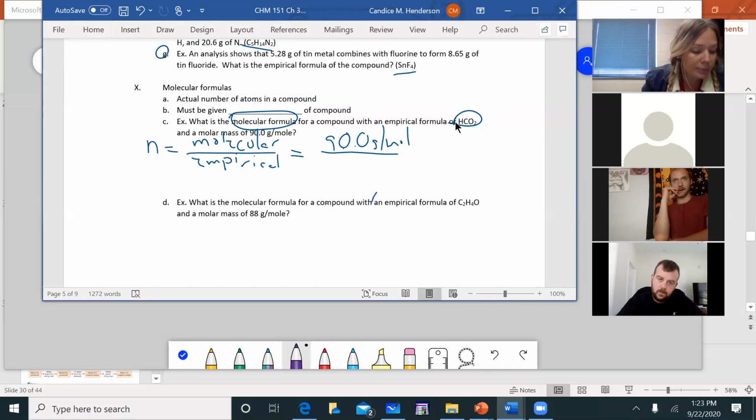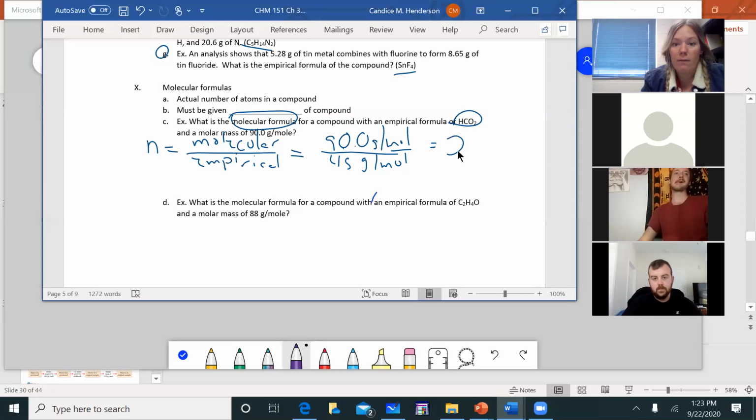mass, right? So I need to take hydrogen plus a carbon plus 2 oxygens, which is 45 grams per mole. I can see here, okay, this is going to be a relationship of 2 to 1, right, or twice as big. So my N value is 2. You don't just stop at the 2, though. You need to take the original formula, CO2, or the empirical formula, multiply it by 2.